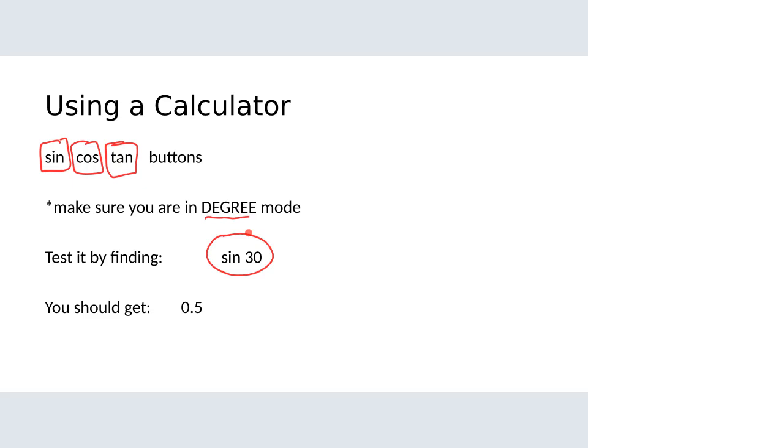So on your calculator, and it depends on which calculator you have, you might enter 30 and then hit the sine button, or you might type in sine 30 and then hit your enter or equals button. I want you to actually physically do this, and it might take us a little time here to get everybody on the same page, but it's worth it, I promise.